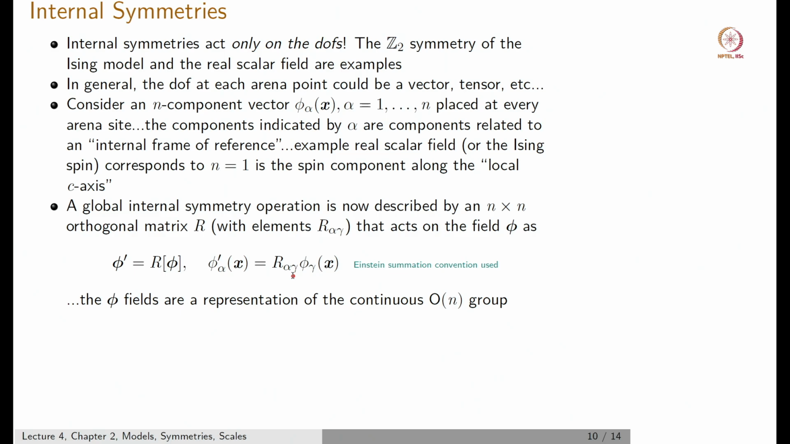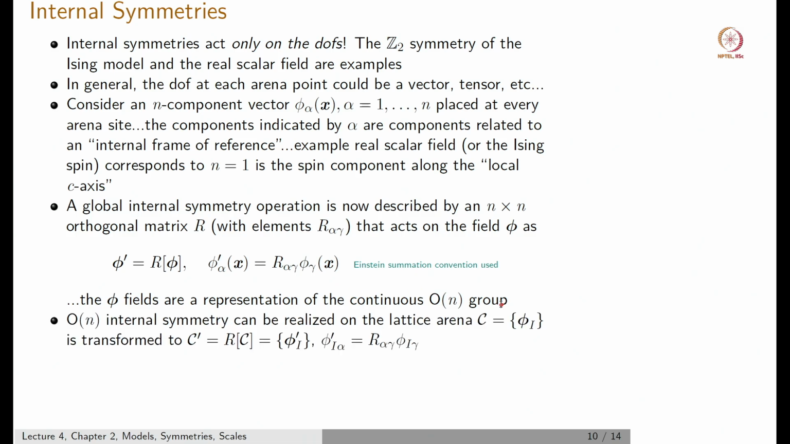Okay, and the phi fields are therefore representations of a continuous O(n) group. Now remember, if n equal to 1, this O(1) would be Z2, and therefore it is actually a discrete group when n equal to 1.